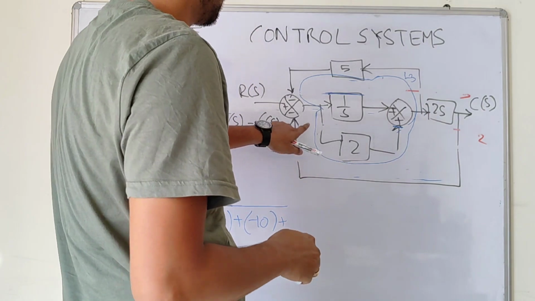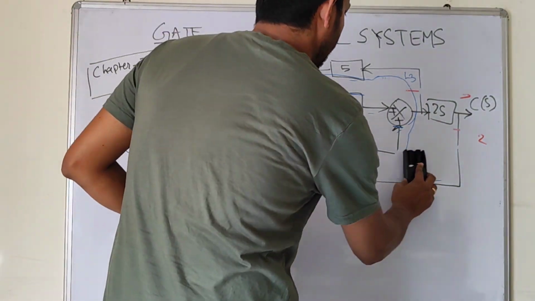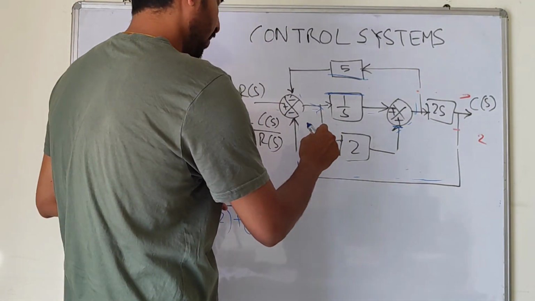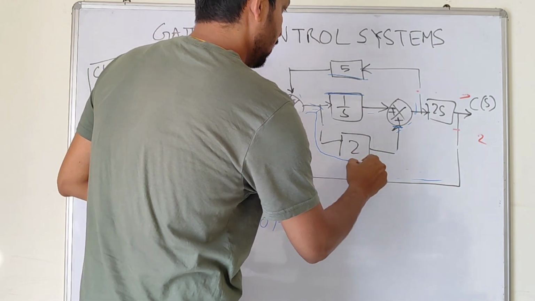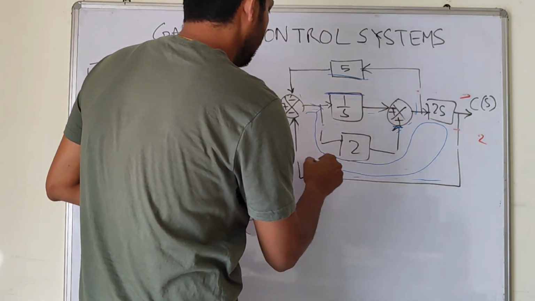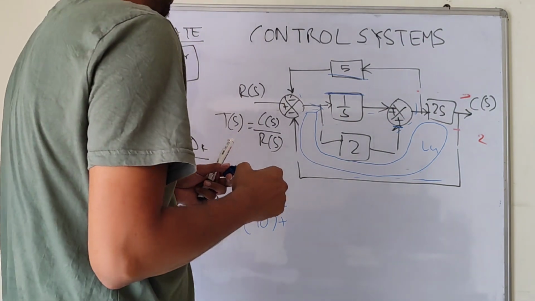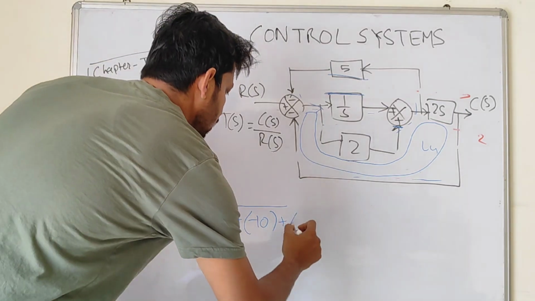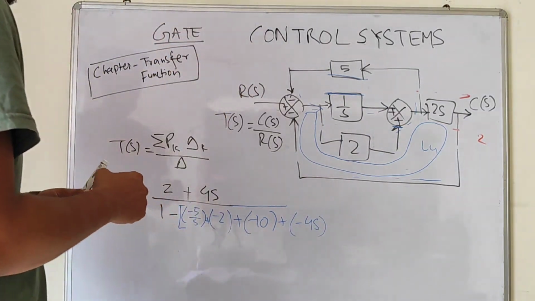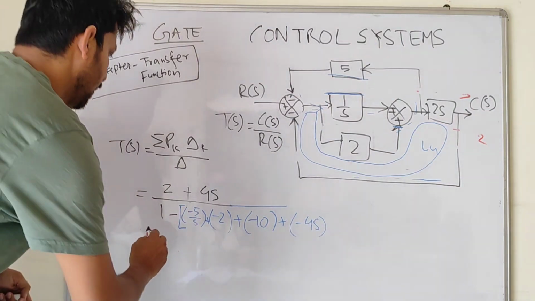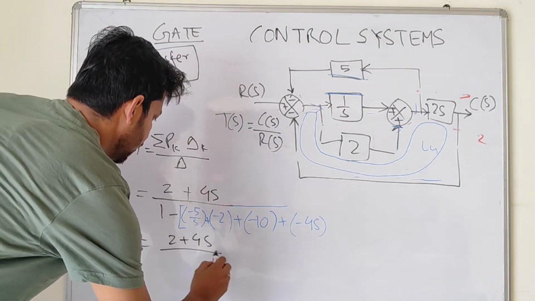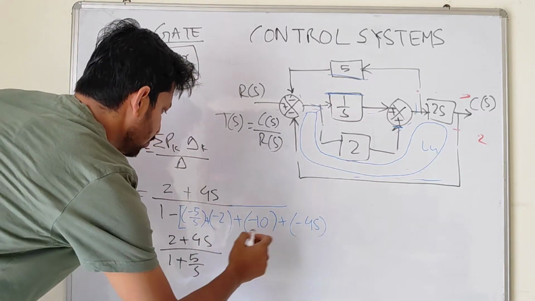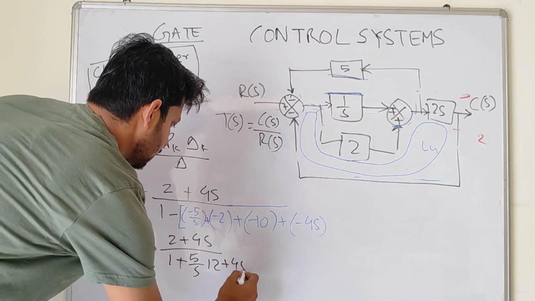Now what is the other loop? Another loop is this one. You start from here and you follow this path. This is your loop 4, right? So 2 into 2, 4s, and then going to negative terminal, so minus 4s. Yeah, so this is your answer. Just solve this. 2 plus 4s divided by 1. Now all these are negative, so this will become plus 5 by s. 10 plus 2 is 12 plus 4s, right?